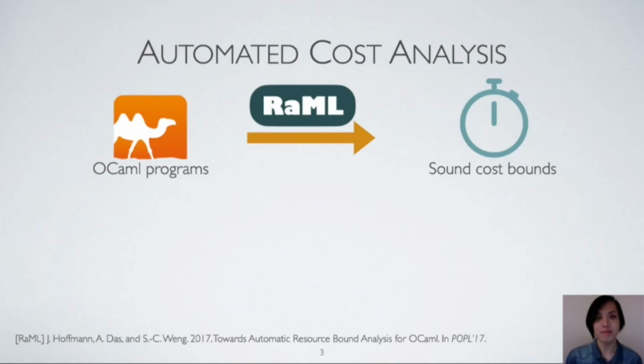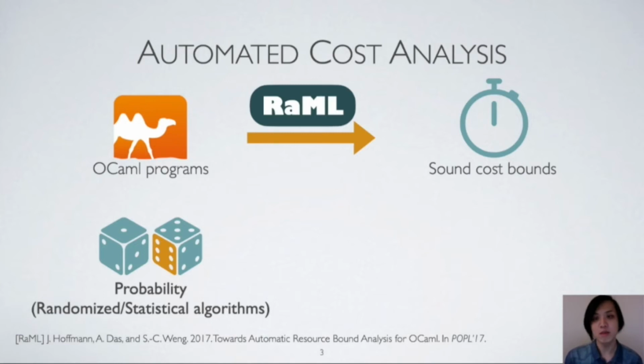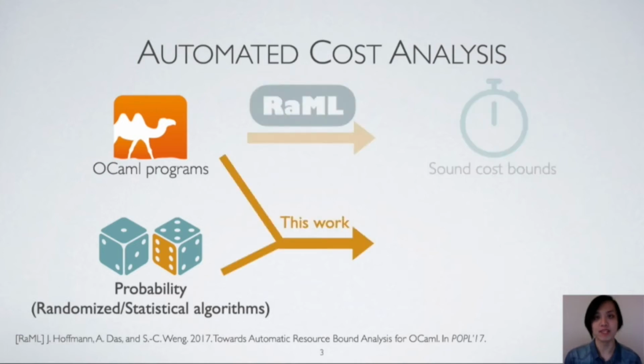However, PRAML can model something that RAML cannot, probability. Probability is increasingly important in modern algorithm design. Randomized and statistical algorithms are employed on mass data constantly to squeeze out every bit of efficiency. So it is crucial that modern resource analysis systems can cope with expected costs rather than just worst case. This is where our work on PRAML comes in.